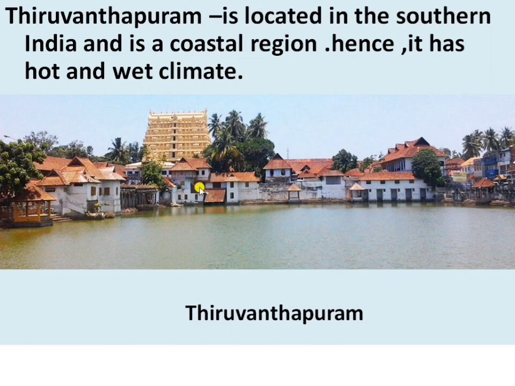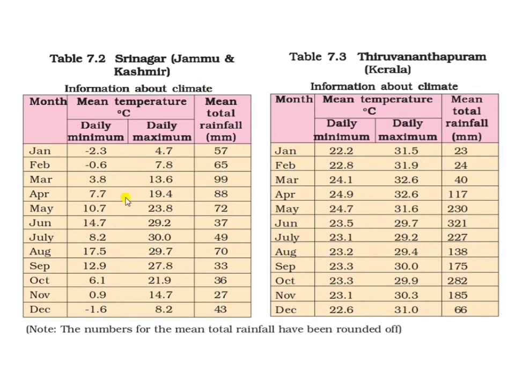For example, as you can see here in this figure, Srinagar is a place in the state of Jammu and Kashmir. By studying the climate condition of Srinagar, we can estimate the general climate of the Jammu and Kashmir region. In the same way, Trivandrum is a place in Kerala. By studying the climate condition in Trivandrum, we can estimate the climate of the Kerala region.